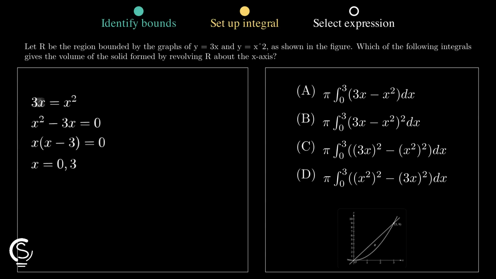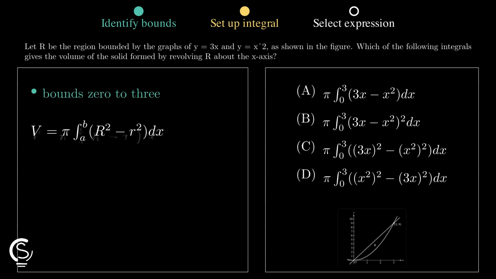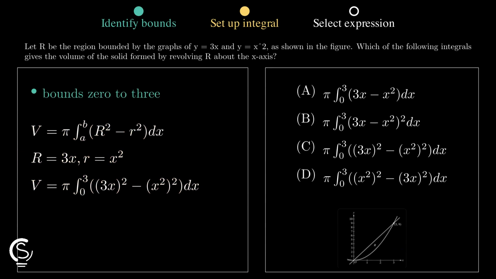Since we revolve around the x-axis, use the washer method. The volume is pi times the integral of the outer radius squared minus the inner radius squared. You got this!